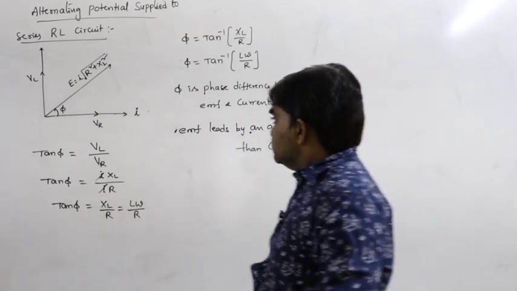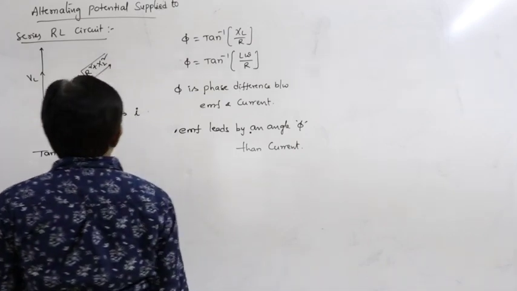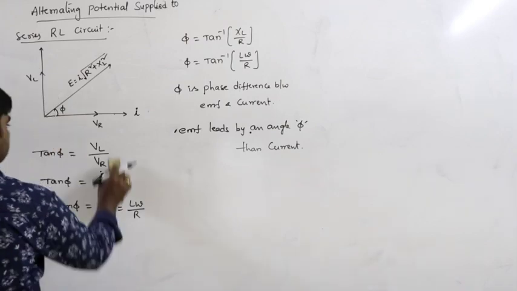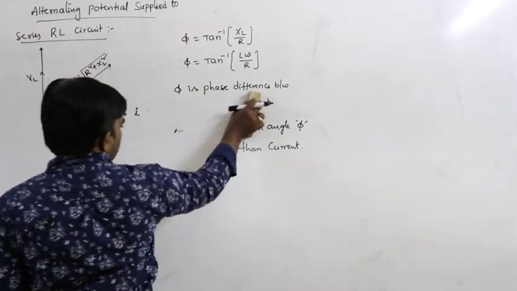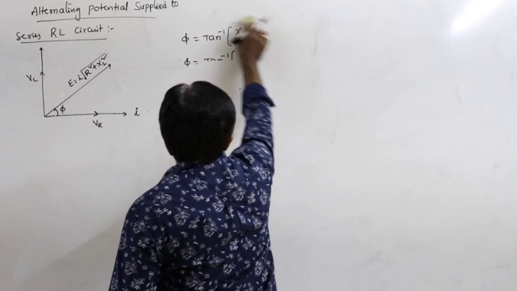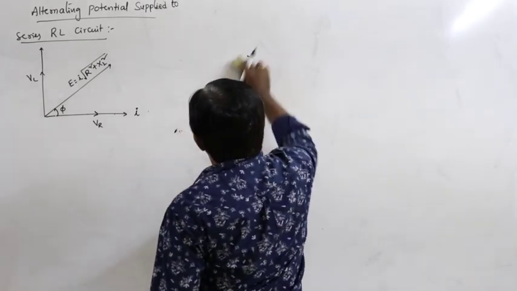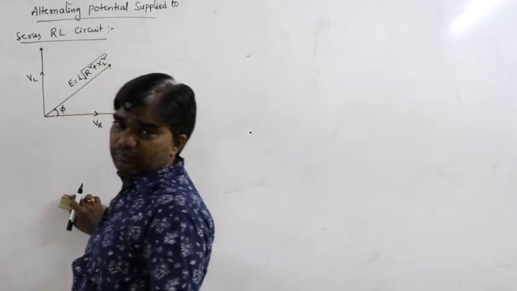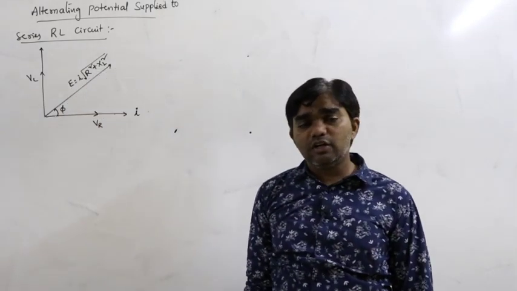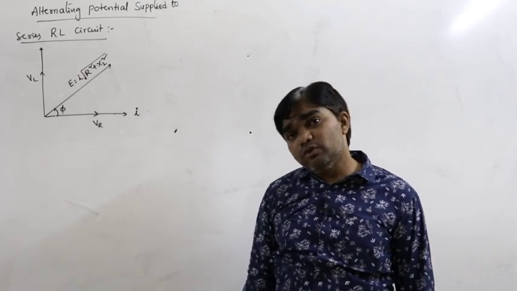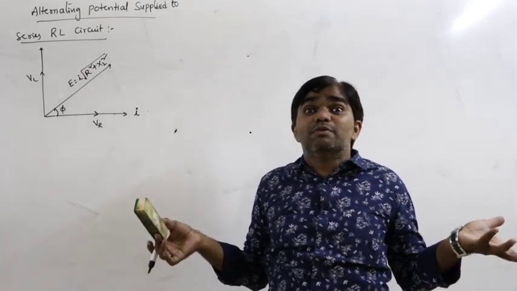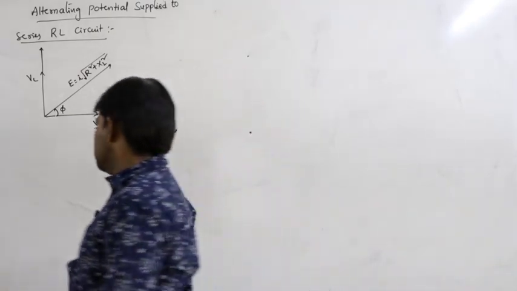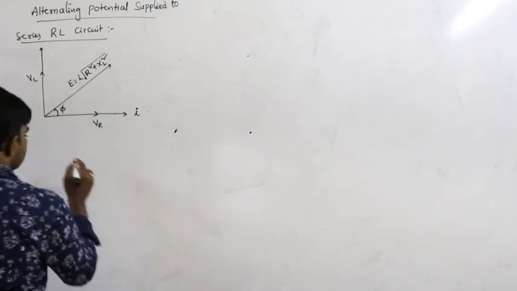Next here, what do we have to calculate? Power consumption. What is the power consumed in this situation? In case of pure inductor, the power consumed must be equal to 0. In case of pure resistor, the power consumed must be maximum. If these two are connected in series, what happens to the power consumed? First we have to calculate power factor.